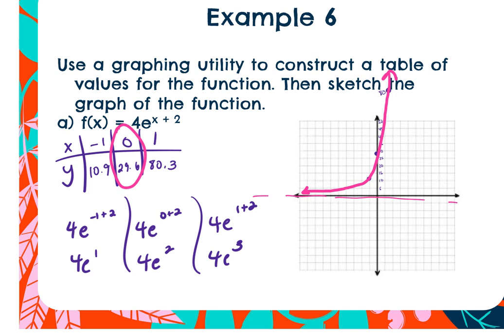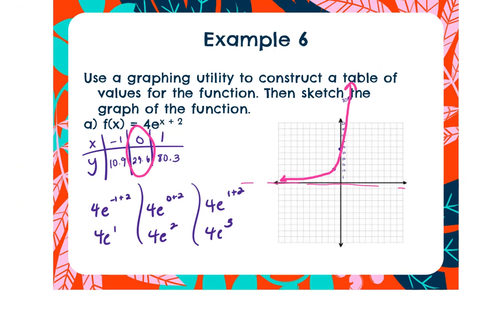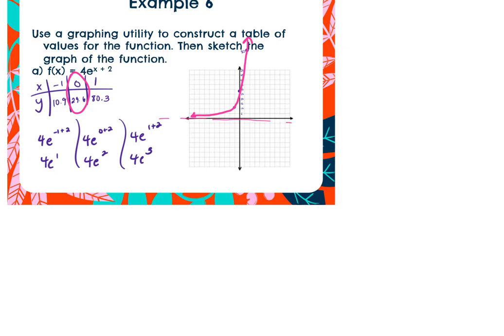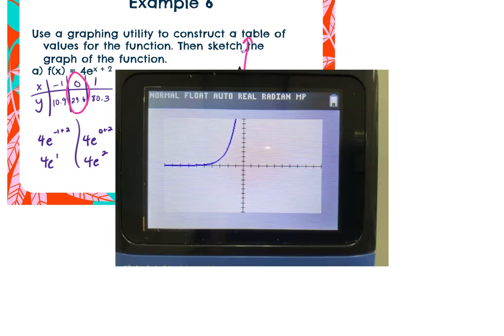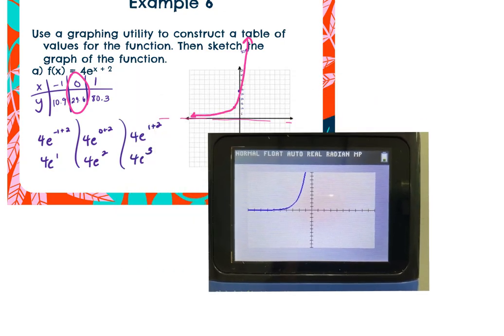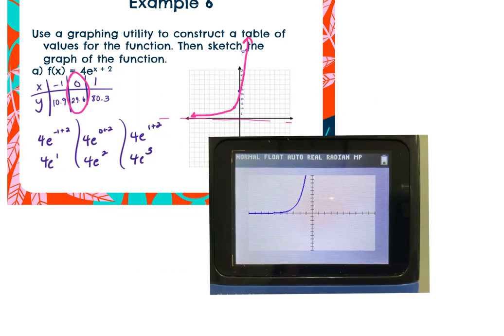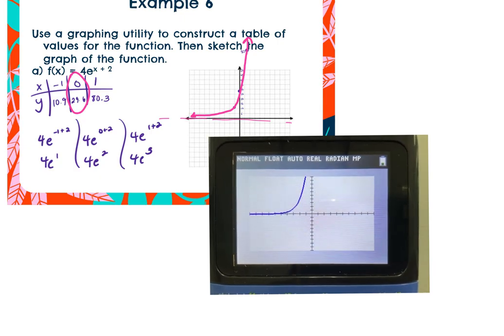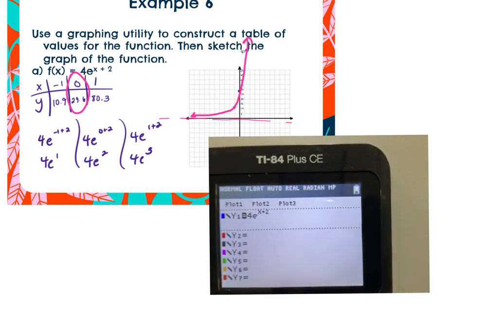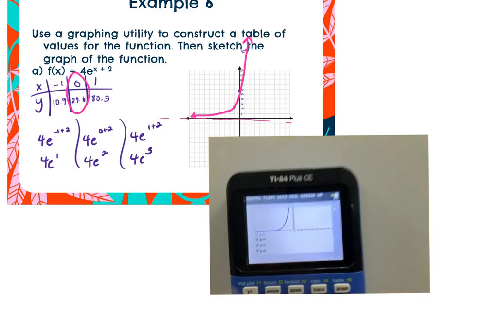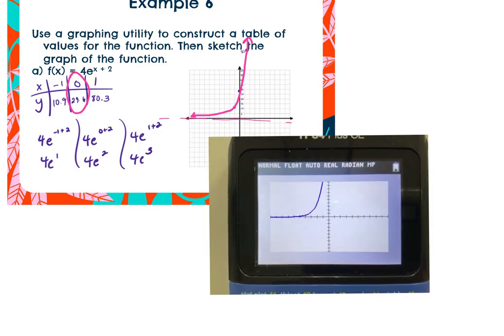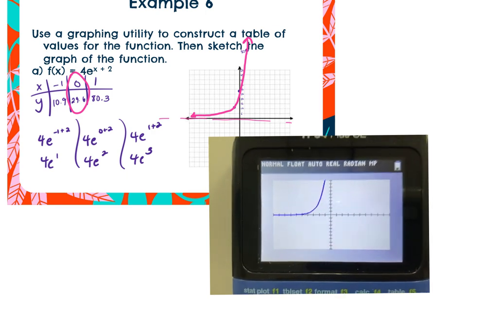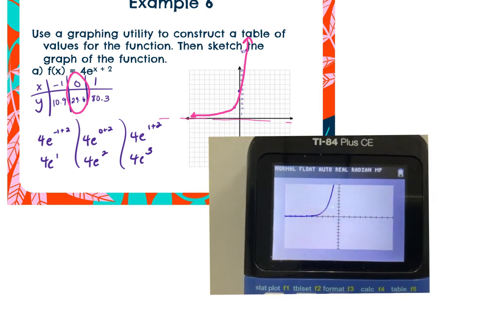Yep. All right, now actually use your y equals. So use your y equals and type in 4e to the x plus 2. All right, so again, I did y equals 4 times e to the x plus 2, and then I graphed it, okay? So it's similar to what I see, but because I'm cutting it off at 10, I don't see my y-intercept or anything like that.